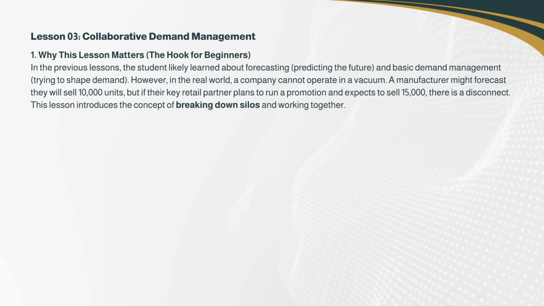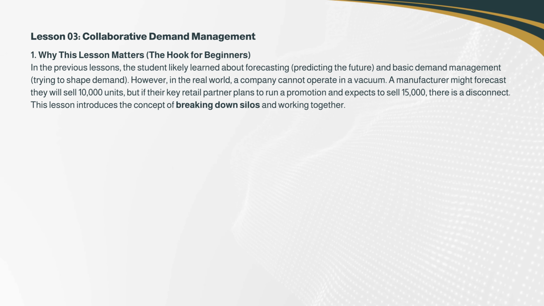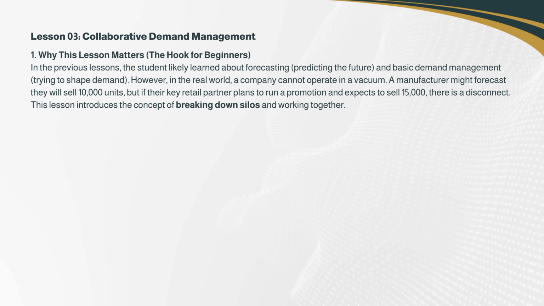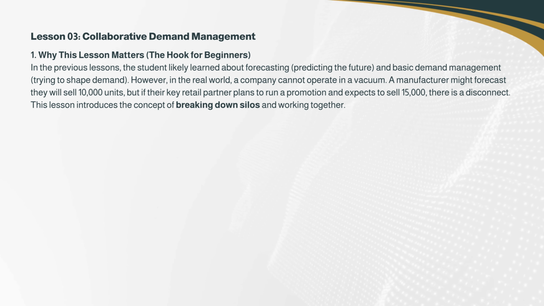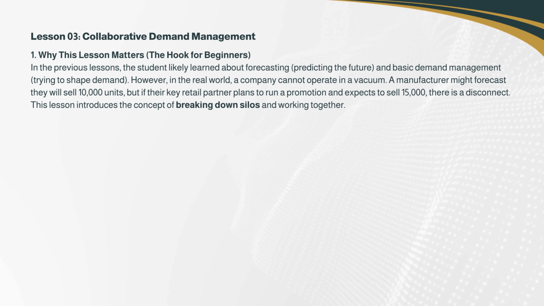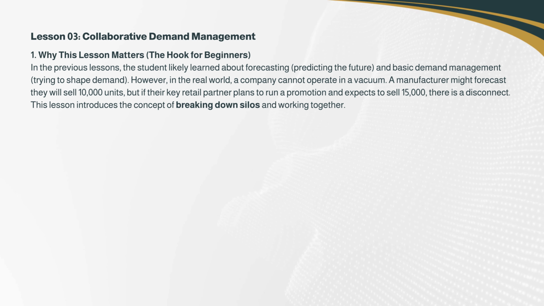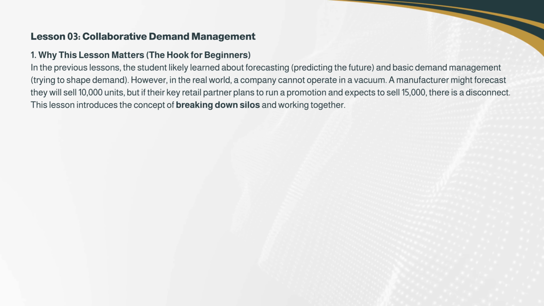In the previous lessons, the student likely learned about forecasting, predicting the future, and basic demand management, trying to shape demand. However, in the real world, a company cannot operate in a vacuum. A manufacturer might forecast they will sell 10,000 units, but if their key retail partner plans to run a promotion and expects to sell 15,000, there is a disconnect. This lesson introduces the concept of breaking down silos and working together.